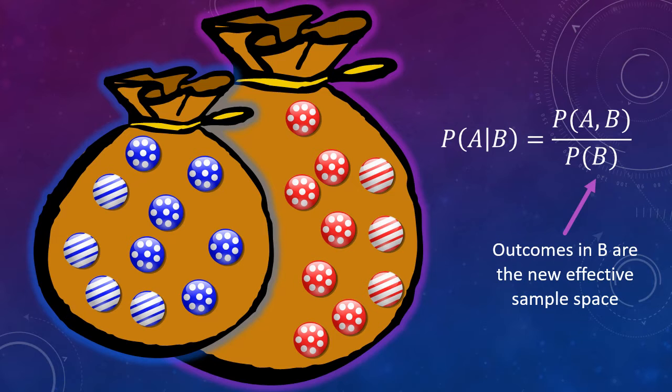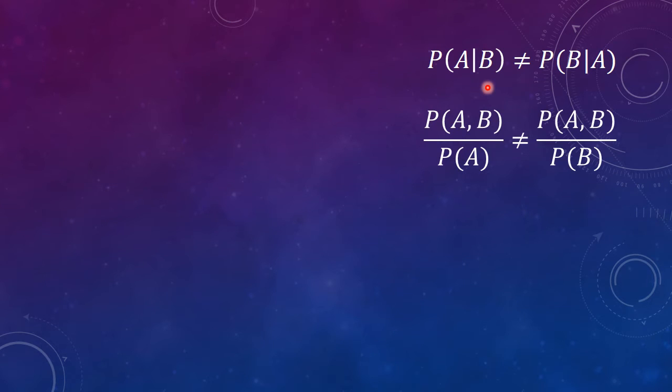Note that it is not necessarily the case that the probability of A given B equals the probability of B given A. We can see this if we look at how the two conditional probabilities are calculated. The probability of A given B on the left here is the probability of A and B divided by the probability of B. And the probability of B given A on the right is the probability of A and B divided by the probability of A. Notice in these two fractions, the numerators are the same, but the denominators are different. If the probability of A is not the same as the probability of B, then these two conditional probabilities will be different.